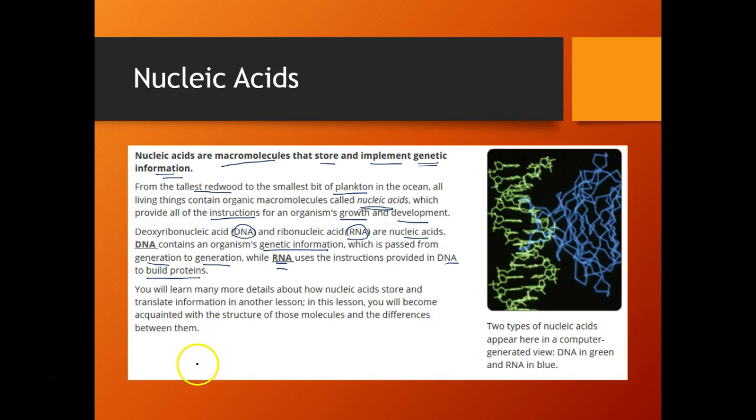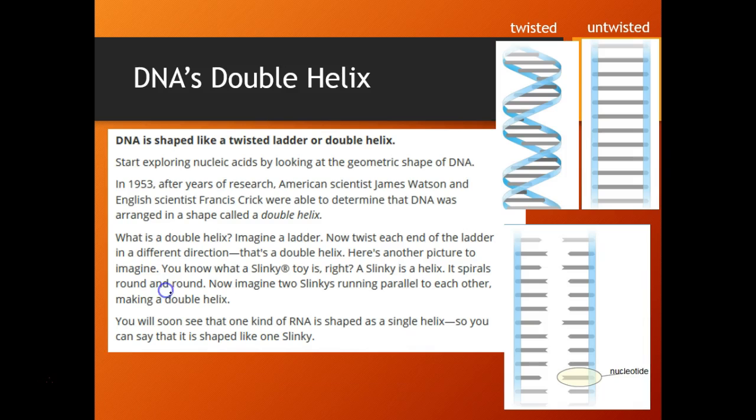So you will learn many more details about how nucleic acids store and translate information in another lesson, but we're going to be focusing in this lesson on the similarities and differences of RNA and DNA. DNA is shaped like a twisted ladder or a double helix. It was actually pretty difficult to figure out the actual structure of DNA, but in 1953, James Watson and Francis Crick were able to determine that DNA was arranged in a shape called a double helix.